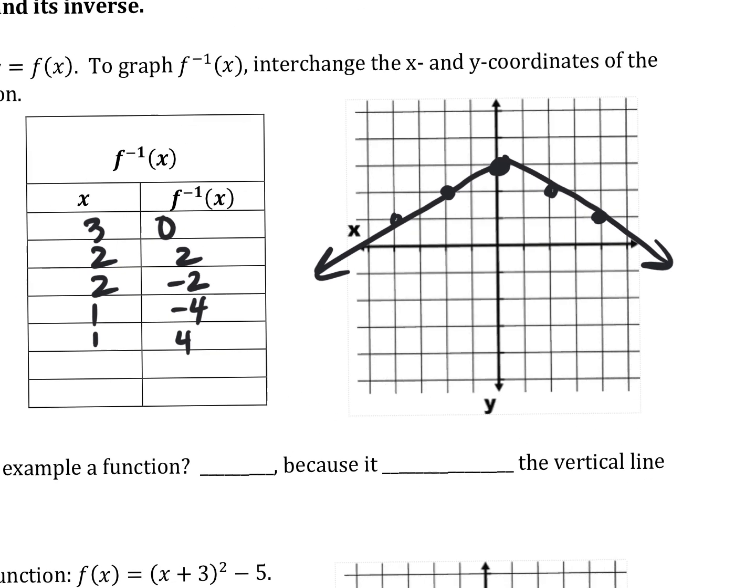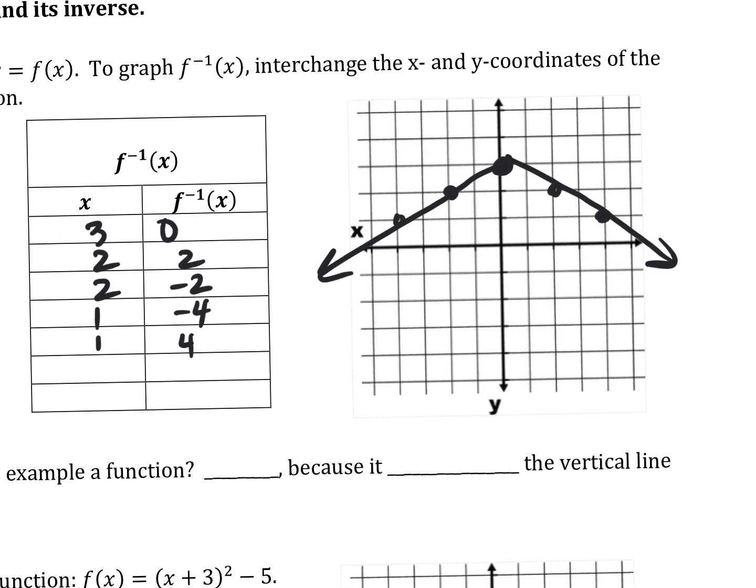Let's go see what they look like. I'm going to go put them in blue. I should have matched the colors, but I didn't. 3, 0. 2, 2. 2, negative 2. 1, negative 4. And 1, positive 4. Boom. Here's its inverse. So, does this look like my blue and my black graphs were reflected over the line y equals x? Yeah, that's what an inverse always does.